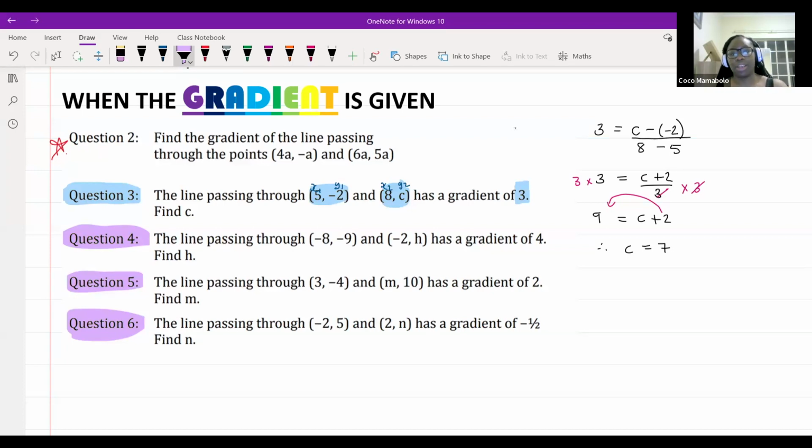Okay. All right, pop your favorite emojis in the chat when you are ready.